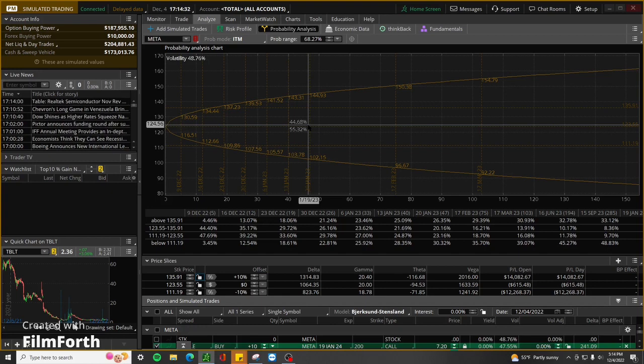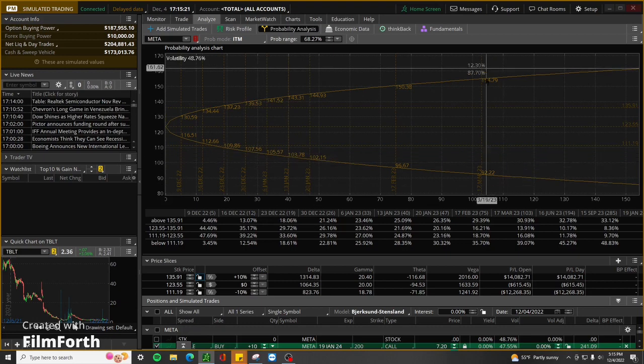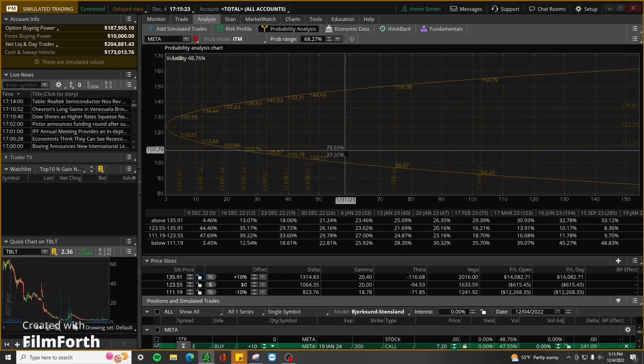55.32%. This is not a determination of what is going to happen in the future. These are just probabilities. So probabilities are not certainties. This is not definitively saying that Meta is going to be above $124.50 by January 19th. It just basically says the probability of it being above that price point is such and such. You can assess different price points, different date ranges, depending on whatever stock you're looking at.